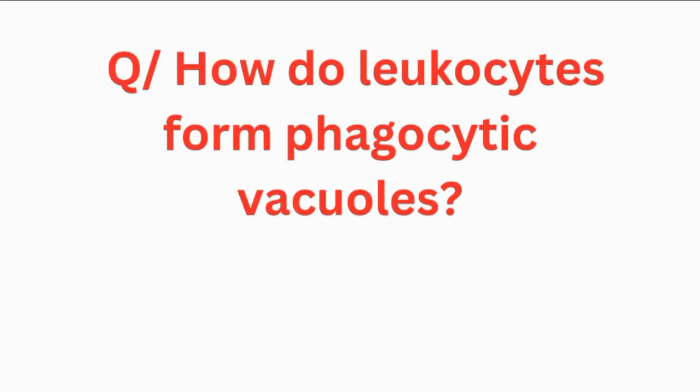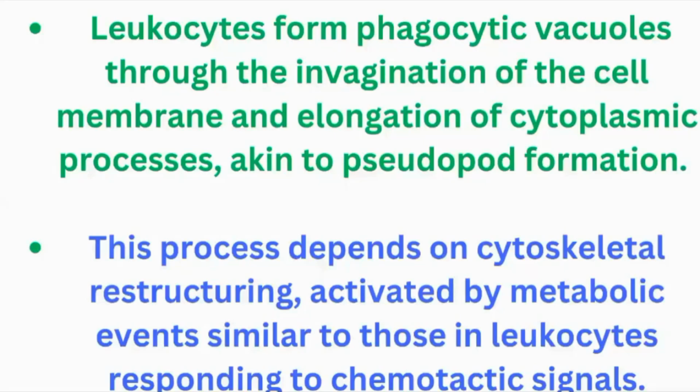The next question, how do leukocytes form phagocytic vacuoles? Leukocytes form phagocytic vacuoles through the invagination of the cell membrane and elongation of cytoplasmic processes. This process depends on cytoskeletal restructuring activated by metabolic events similar to those in leukocytes responding to chemo-attractant substances.